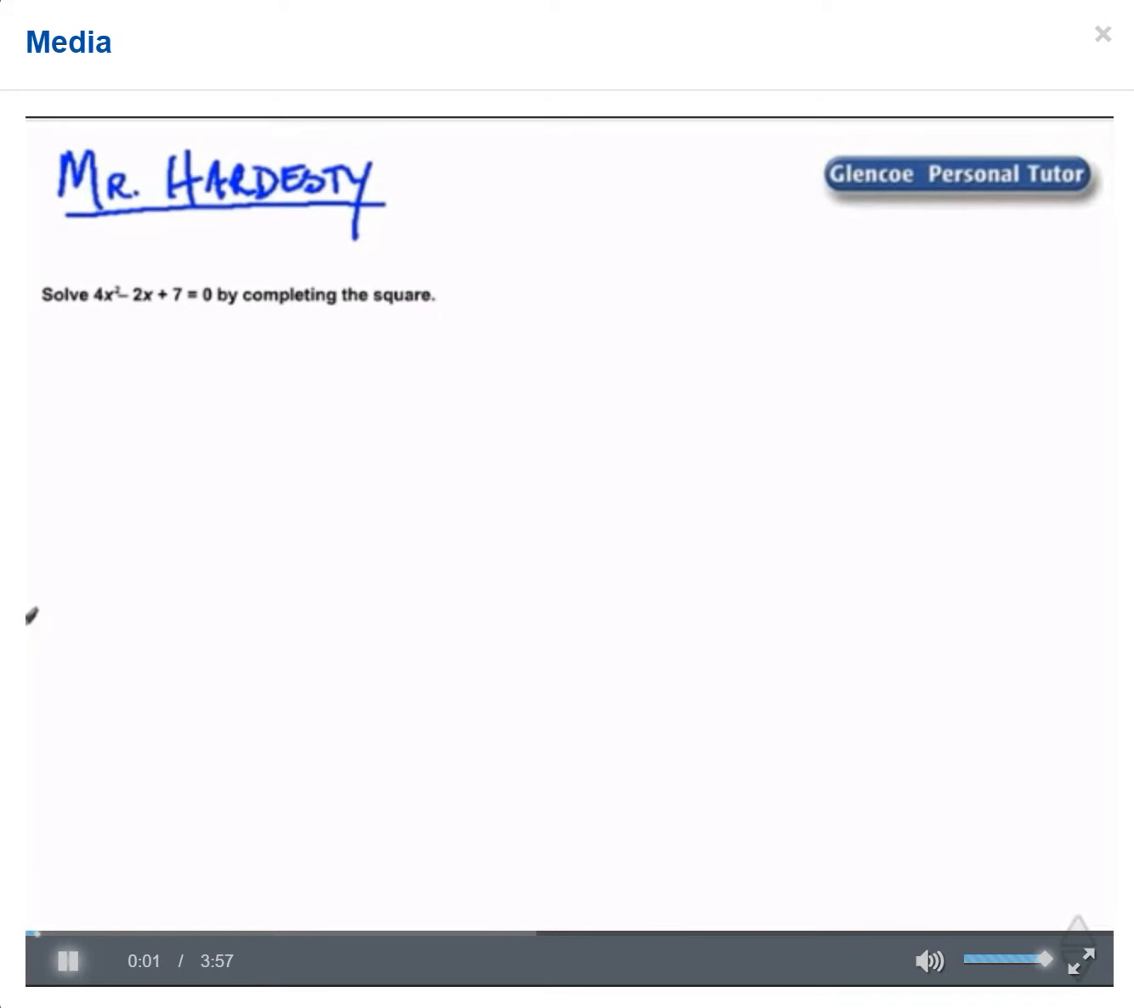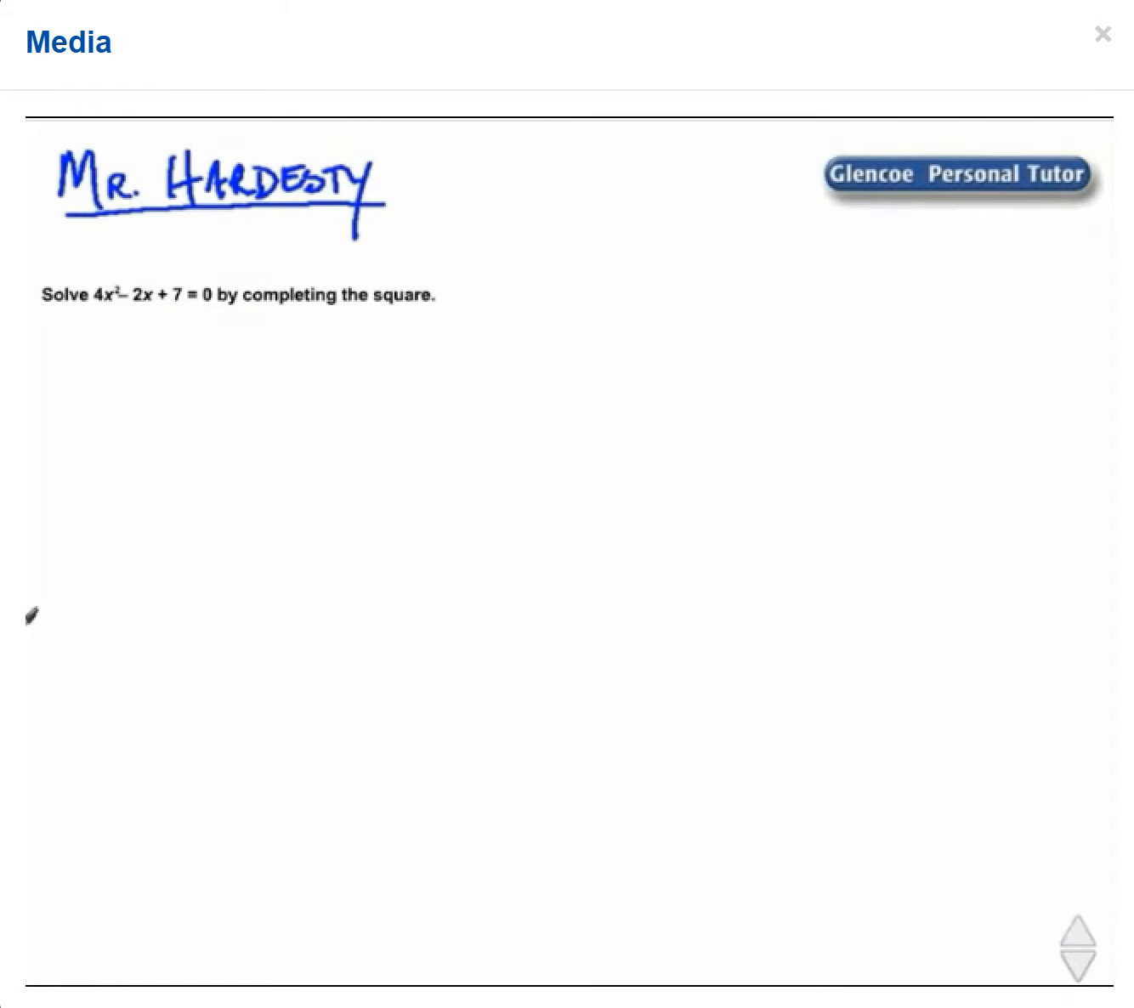This is Mr. Hardesty. We'll solve an equation with complex solutions. Solve 4x squared minus 2x plus 7 equals 0 by completing the square. To solve by completing the square, the first thing that must be true is that our lead coefficient on the quadratic term must be 1.